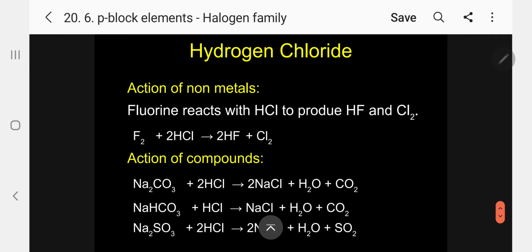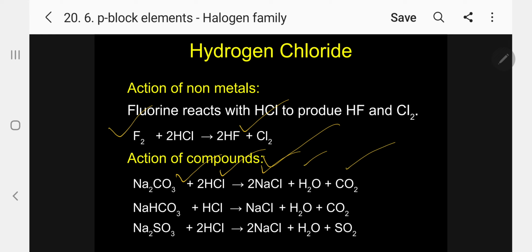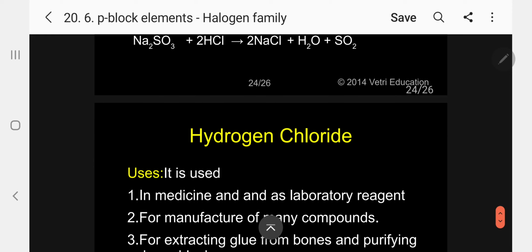So let me come to the action of non-metals. Fluorine reacts with HCl to produce HF and chlorine. Now let me come to other important compounds, the action on compounds. Sodium carbonate reacts with HCl to give sodium chloride, water and carbon dioxide. Sodium bicarbonate reacts with 1 mole of HCl to produce sodium chloride, water and carbon dioxide. Sodium sulfite reacts with HCl to give sodium chloride, water and sulfur dioxide. Kindly follow. So these are the actions of hydrogen chloride acid.